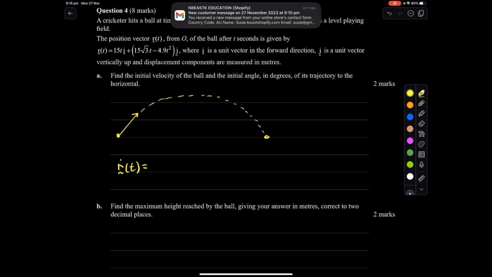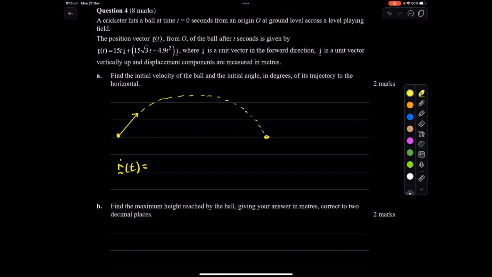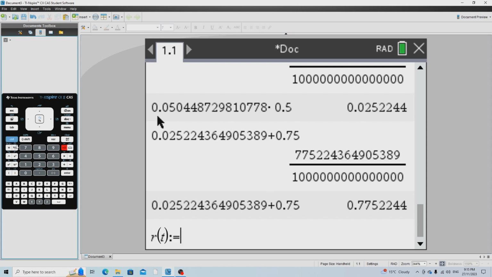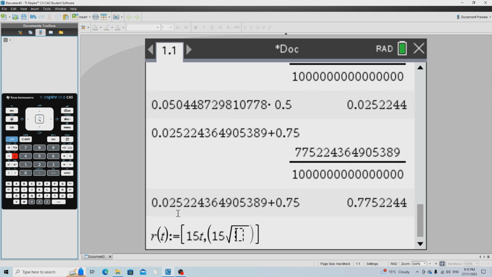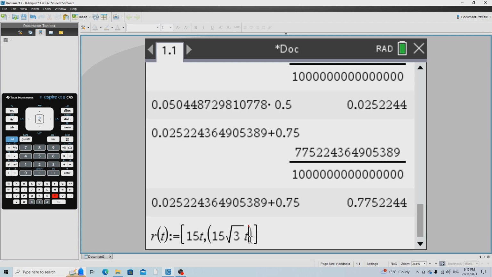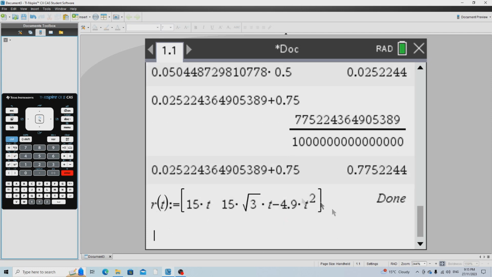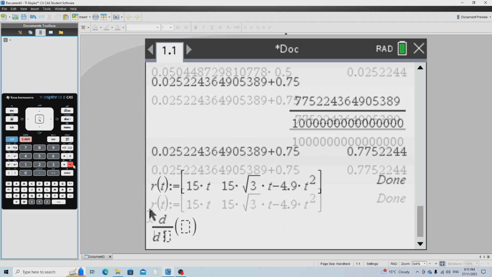I'm going to define r of t, the position vector, as 15t, 15 root 3 t, minus 4.9 t squared. Just want to make sure everything looks good. 15t, 15 root 3 t. Okay, that's it. So I want to differentiate it with respect to t.